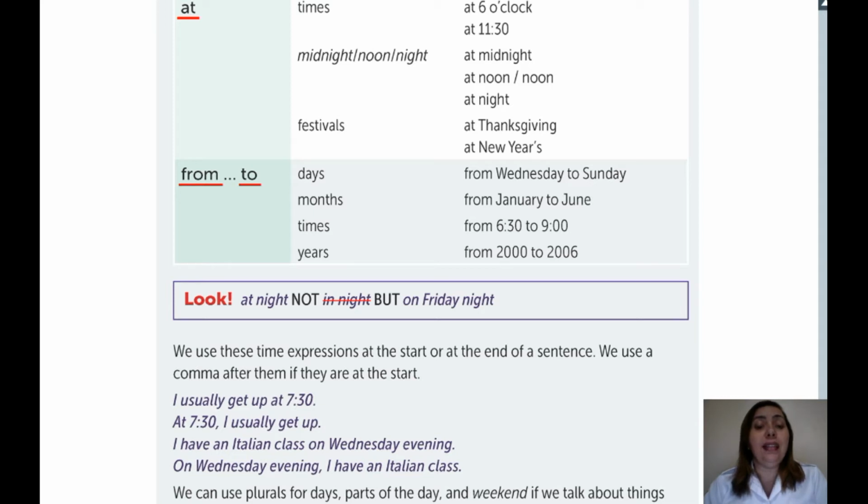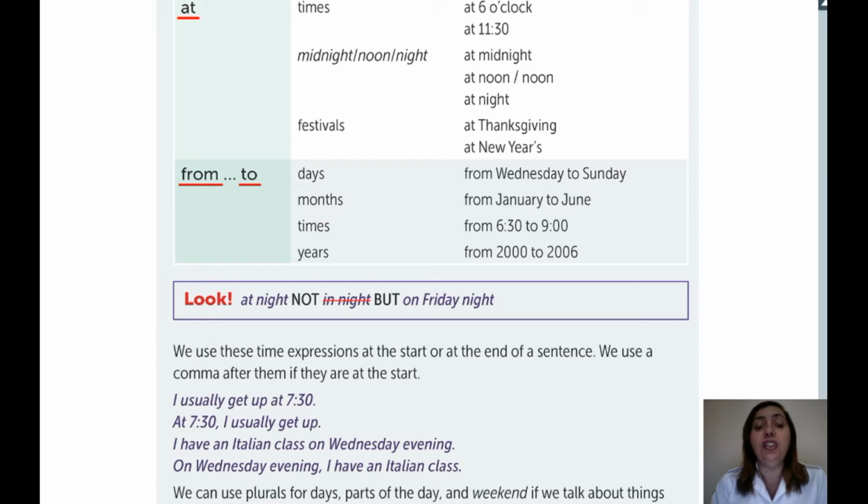Okay? Pay attention to this. Look, at night, not in night, but we say on Friday night. We use at with night because it is part of the day. That is an exception. Remember, in the morning, in the afternoon, in the evening, but we use at night. Okay? We use these time expressions at the start or at the end of a sentence, and we use a comma after them if they are at the start.